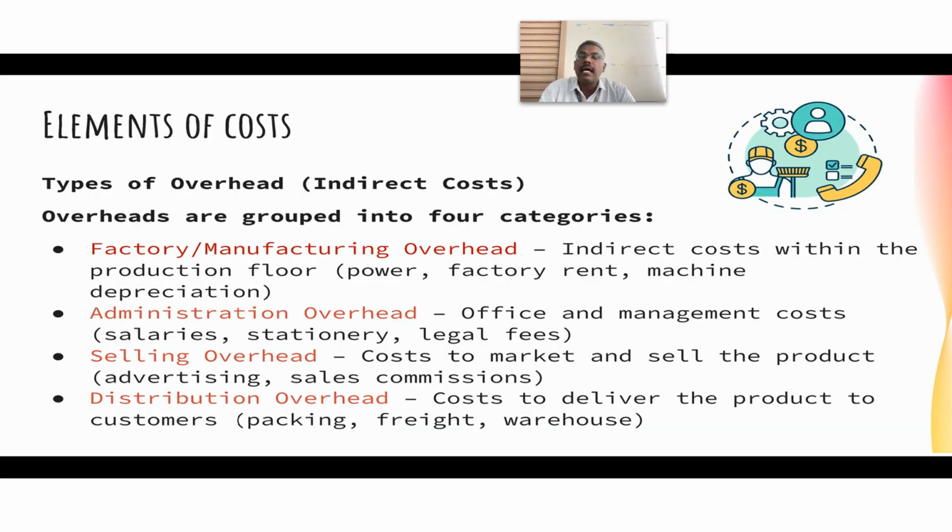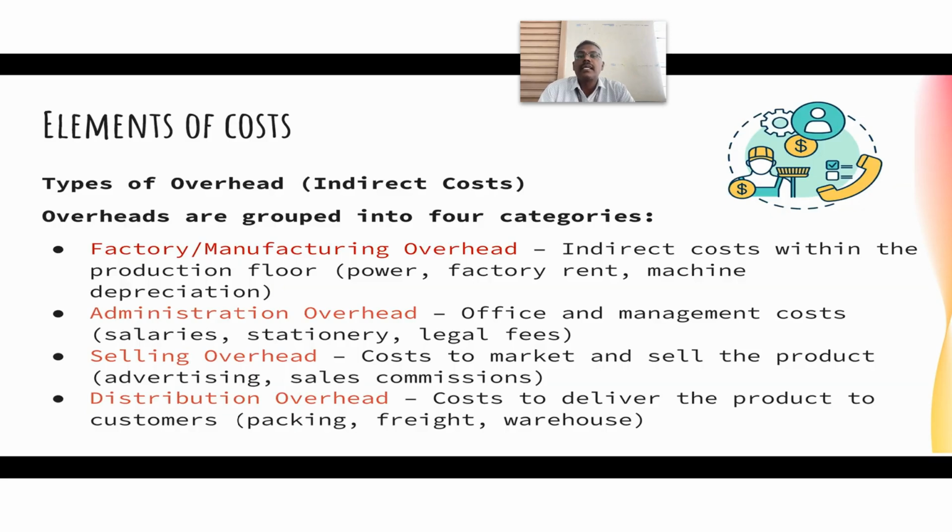The next one is distribution overhead. There are a lot of distributors, because I am the manufacturer. I cannot go directly and sell the components, right? For example, I am the manufacturer of XY company. I do not go directly to the customer to sell my product. I simply manufacture and give it to the distributors.